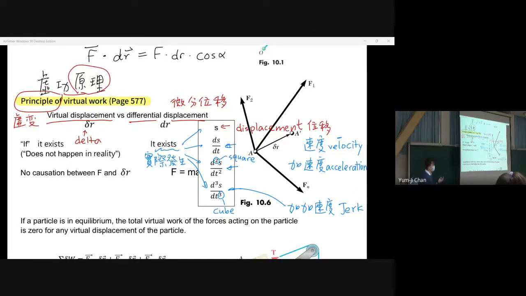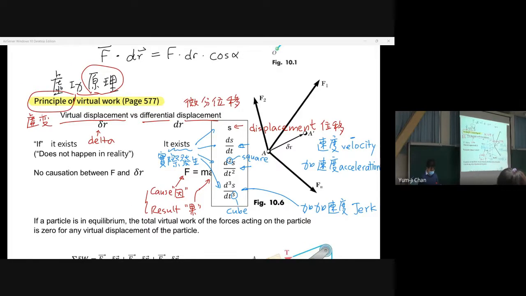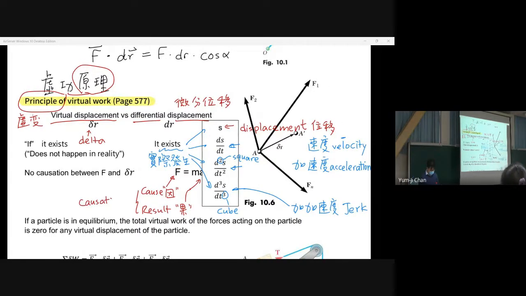And for F equals ma, one of these is the cause and one is the result. So most of the time we have a cause because we have force, and then we have results, right? There is a relationship we call causation. I think I would say causation. Sorry.